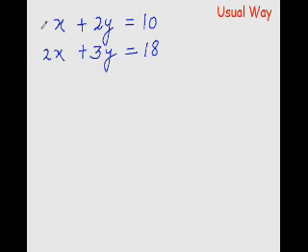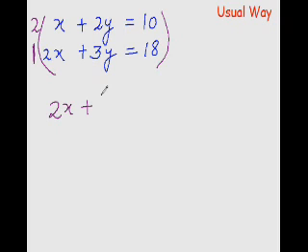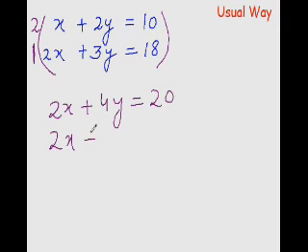So basically we cross multiply the coefficients. The coefficient of this x is 2, so I multiply this equation by 2, and the coefficient of this x is 1, so I put 1 here. So let's write these equations here. 2 times x is 2x, 2 times 2y is 4y, and 2 times 10 is 20. And multiply this equation with 1, so it would be 2x plus 3y equal to 18.